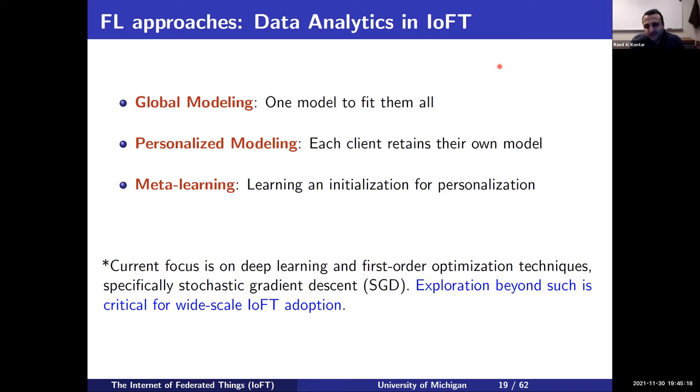Okay. Starting from here, I will shift gears a bit to discuss possible approaches that we can exploit to do model learning in IoFT. Specifically, I will talk about three different paradigms. This is how we categorize the current state of the art in the literature for such a system. The first one is global modeling. It's trying to learn one model that fits all. Basically, as we discussed, all the clients are collaborating to learn one model. People have investigated this, and there are a lot of alternative approaches out there that we will shed light on under this category. Another category is personalized modeling. Here, clients are borrowing strength from each other, but eventually, each client or device retains their own model.